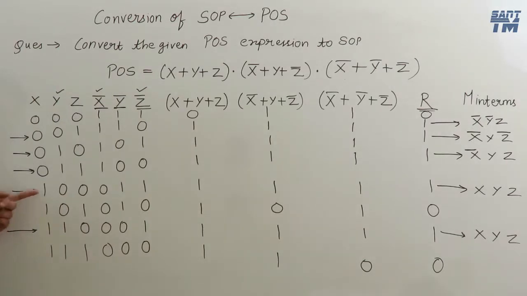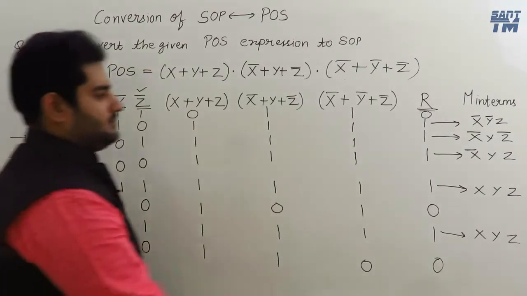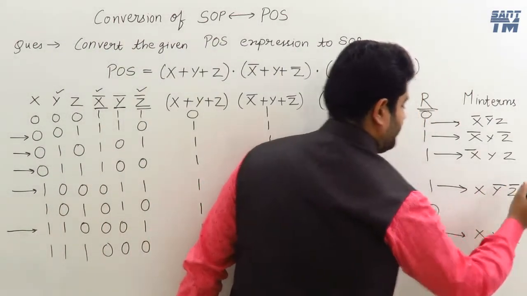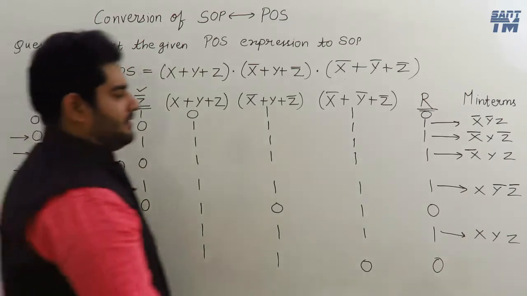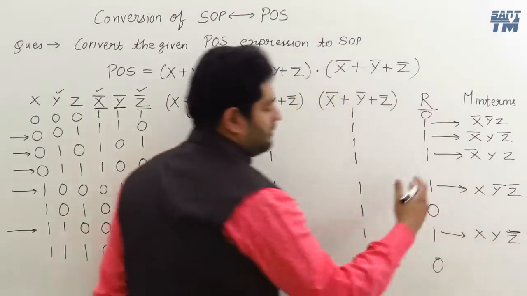Now in this row, X is 1 but Y and Z are 0. So bar will be on Y and Z both. Now in this row, X is 1, Y is 1 but Z is 0. So bar will be on Z. So we have constructed all the minterms.